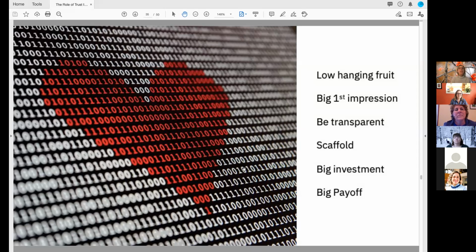So number two, big impression. So leave a good first impression. Resist the temptation to just get something out the door. If users don't trust it, they're less likely to adopt it, and they're often only going to give it one shot. So you want to get it right out of the gate.